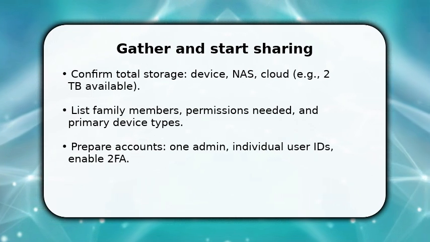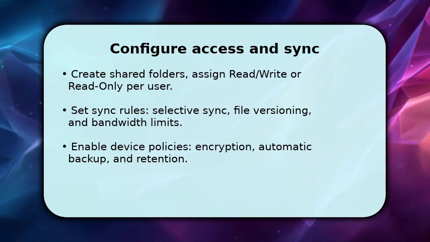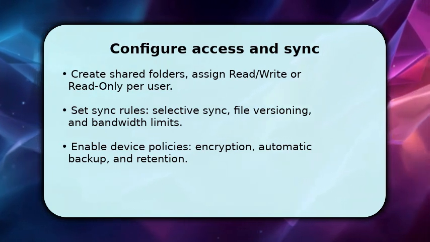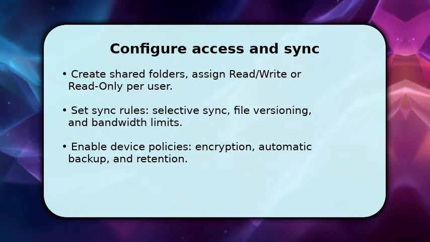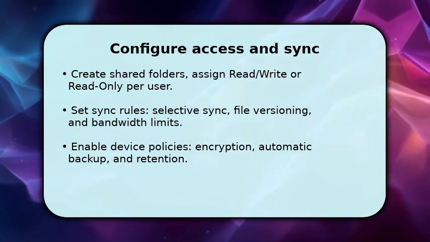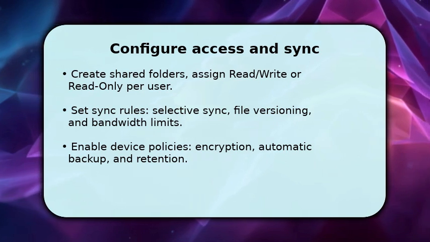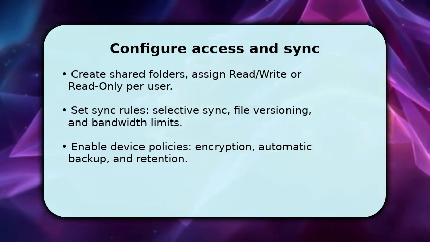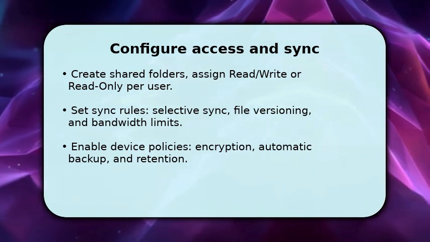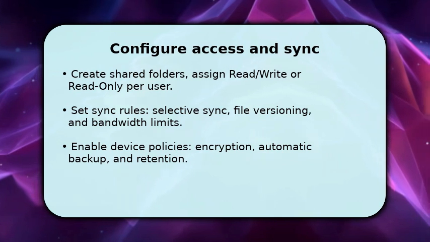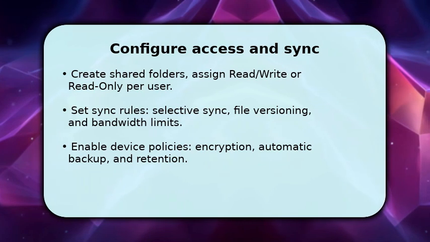Now you configure access and syncing so files flow correctly. Create the shared folders and assign read/write or read-only permissions based on need. Explain why some folders should be locked to prevent accidental deletes. Then set selective sync on large devices, enable file versioning to recover mistakes, and limit bandwidth for off-peak syncing. Also enforce device policies like encryption and automatic backups to protect data. If you communicate these rules to everyone, you reduce conflict.